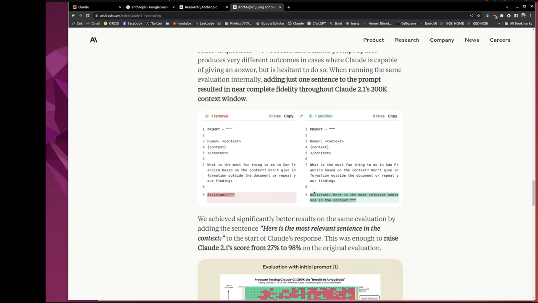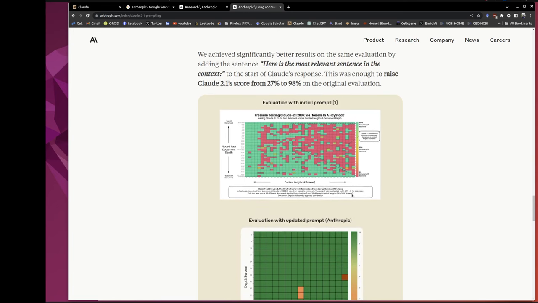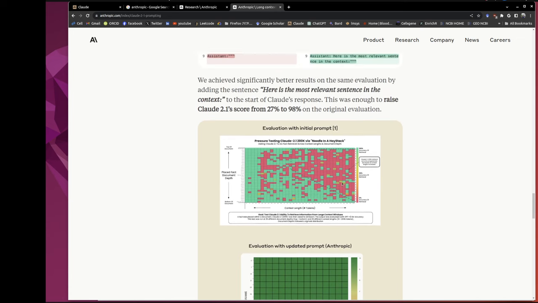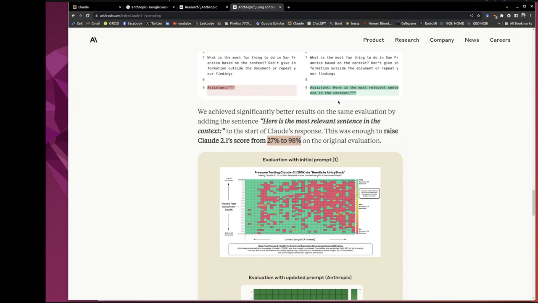But when they added one single line at the end of it, "Here is the most relevant sentence in the context," indicating to the prompt, Claude immediately found the result. And as this says, it raised Claude 2.1's score from 27% to 98%. It's a significant leap, astonishingly good results, just by adding this one sentence in there.